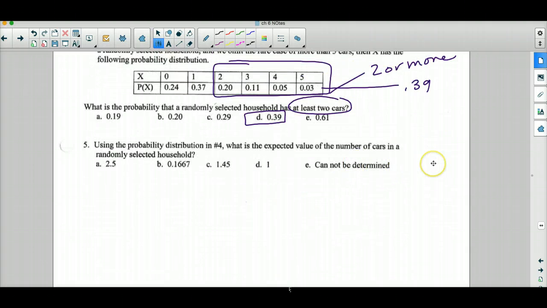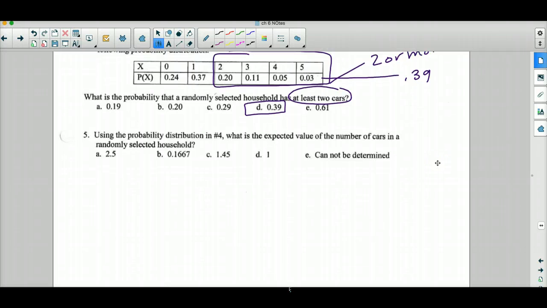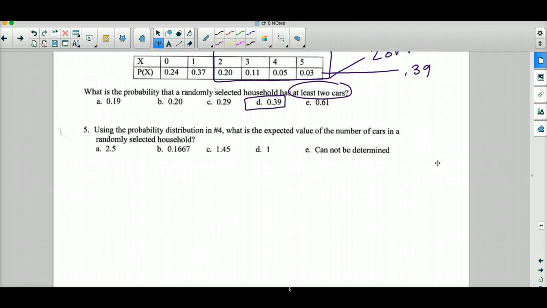And number 5 says, using the probability distribution in number 4, what is the expected value of the number of cars in a randomly selected household? So remember, your expected value is your value times the probability of that event, and it's the sum of those. On the formula sheet, I think it's the sum of xi pi.